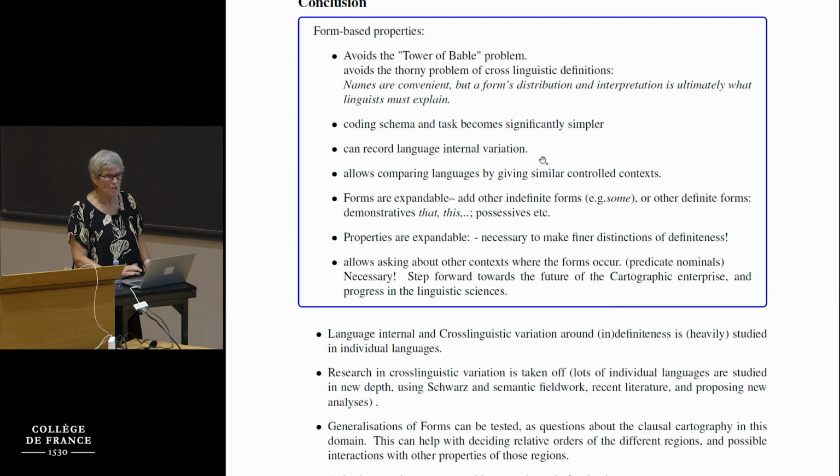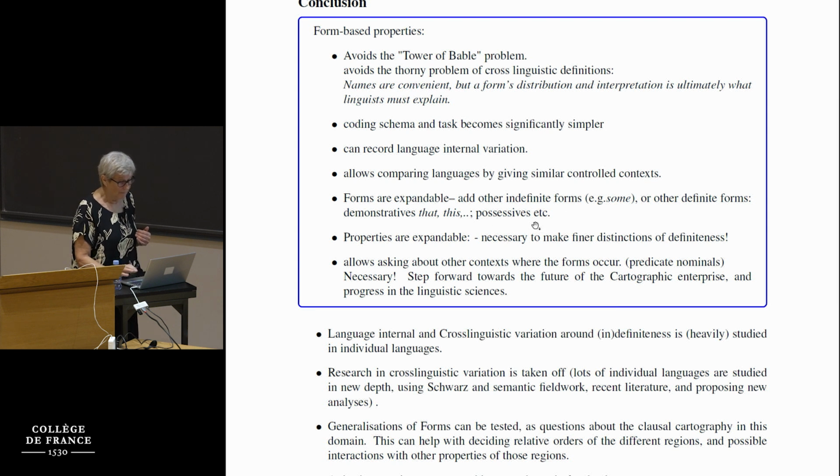It can record language internal variations. So then we know, oh, there's variation here. What is this variation about? Is it really variation, or are there finer distinctions? How do we then come up with the tools to see if it's finer distinctions or not? It allows comparing languages, which is one problem that you have when you do comparative work. How do you know things are comparable? Well, you make it comparable because you give it controlled context, okay, as much as you can.